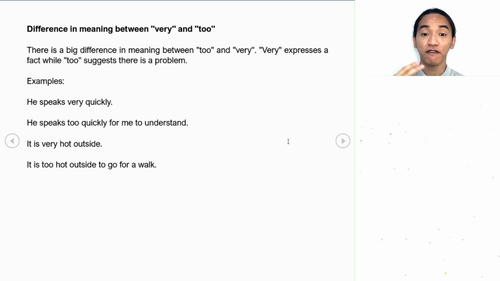He speaks very quickly, right? He speaks too quickly for me to understand. So that's negative in meaning. It is very hot outside. So this is actually a fact. It is too hot outside to go for a walk. So there's a negative indication that the weather might not be very suitable for the person to walk outside. All right? So that's just the difference in meaning between very and too.